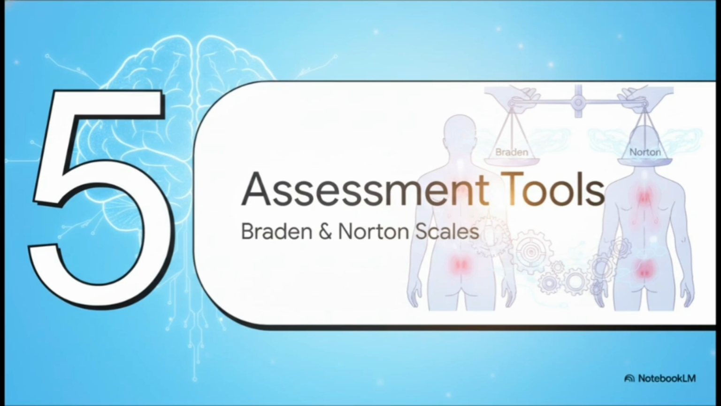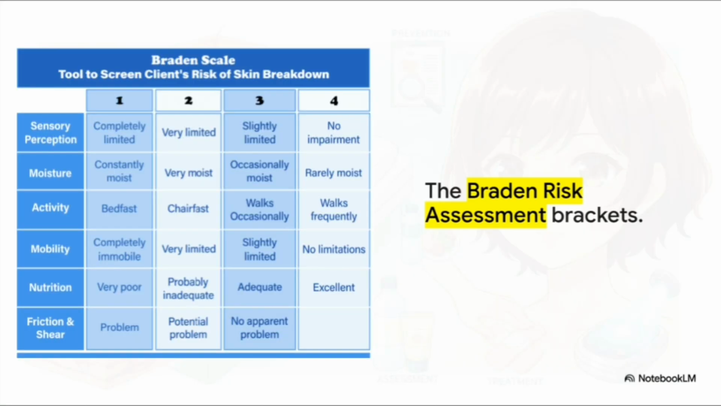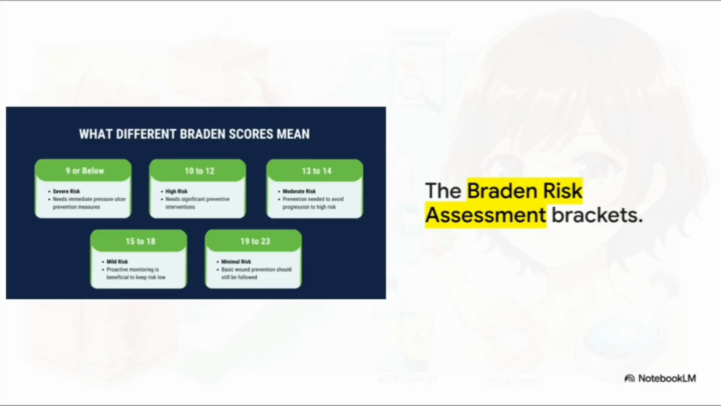All right, section 5, assessment tools. Let's look at the Braden and Norton scales. Our first gold standard tool is the Braden Risk Assessment Scale. This scores patients across specific categories: sensory perception, moisture, activity, mobility, nutrition, and friction. We tally it up, and that aggregate score tells us their risk level. For instance, a score between 19 and 23, they're in the clear, no risk. But if that score drops below a 9, that patient is firmly in the very high risk bracket. It's just a fantastic, quick numeric way to flag extreme vulnerability before things go south.